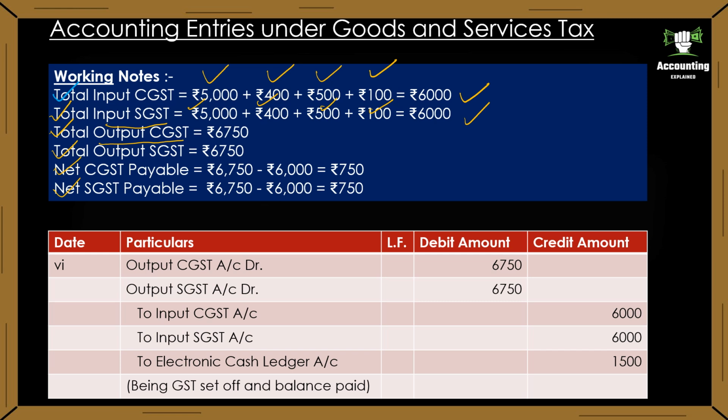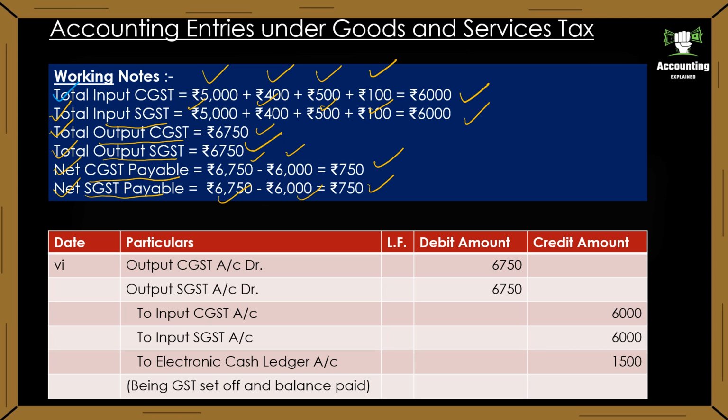Output CGST is rupees 6,750. This we are taking from the sales journal. Similarly, output SGST is 6,750. Net CGST payable is 6,750 minus 6,000, it is rupees 750. Net SGST payable is 6,750 minus 6,000, it is 750. Let's see how we are going to do the journal entry.